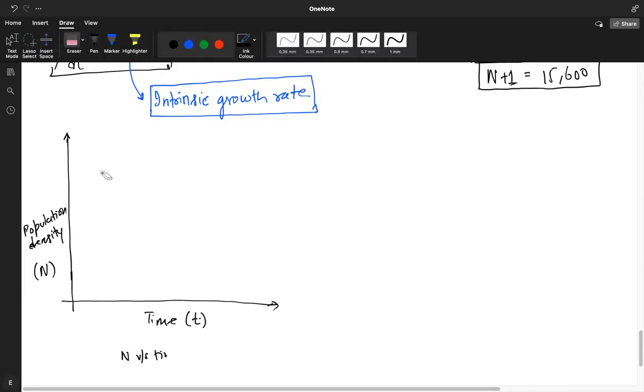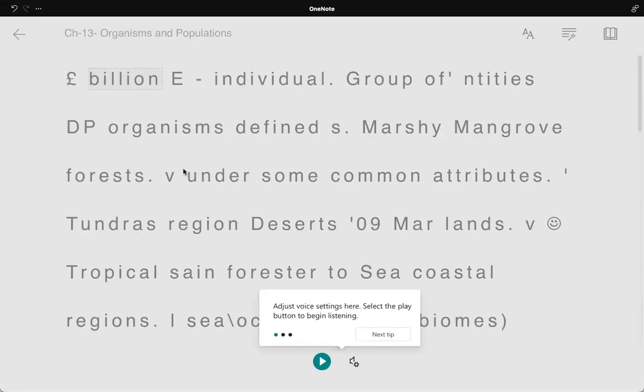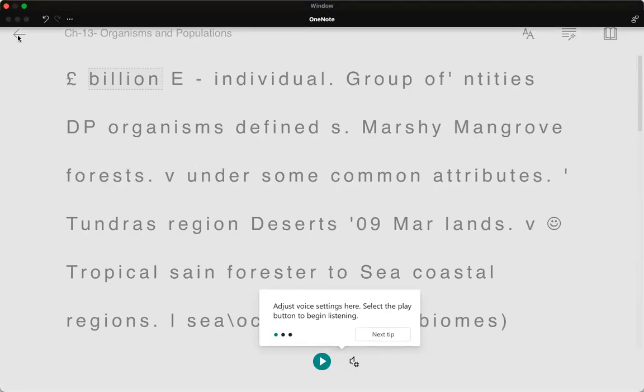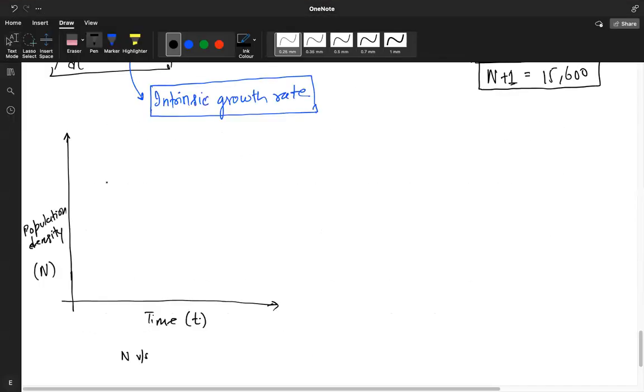Sorry. What happened? Okay, cool. N versus T graph. Okay.